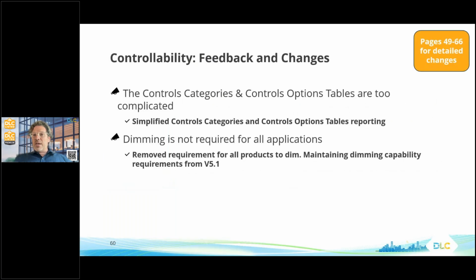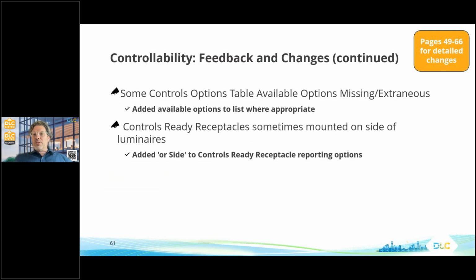We've heard that the controls categories and controls options tables are too complicated, so we have simplified those. I'll go over that in a second. We also heard that dimming is not required for all applications. So we've removed the requirements for all products to be dimmable, and we're maintaining the dimming capability requirements from version 5.1. We also heard that some options in the controls options tables are missing or extraneous, so we've added or removed those where necessary. And we also heard that the controls ready receptacles are sometimes mounted on the sides of luminaires, so we added that possibility as well.